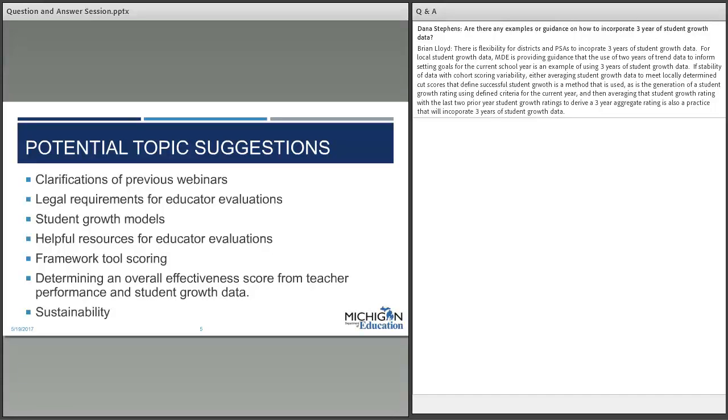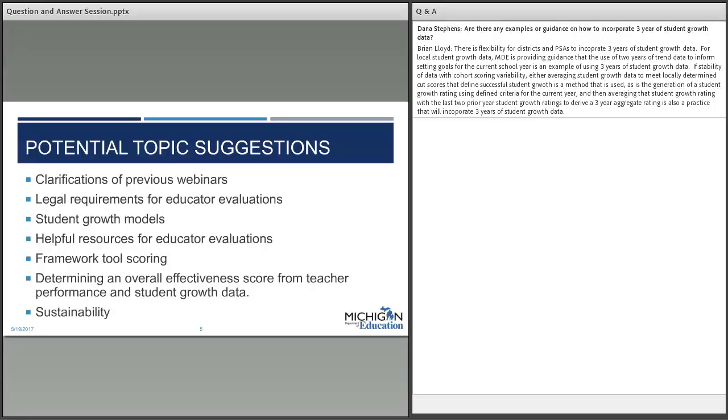MDE's guidance for the use of 3 years of student growth data provides flexibility for local districts to aggregate or to use 3 years of student growth data for measuring student growth. One possible method that we've provided guidance for is the use of 2 years of trend data, or 2 years of prior year assessment data, to determine student growth goals for the current year. That uses 3 years of student growth data and could meet the 3-year mandate to measure student growth.